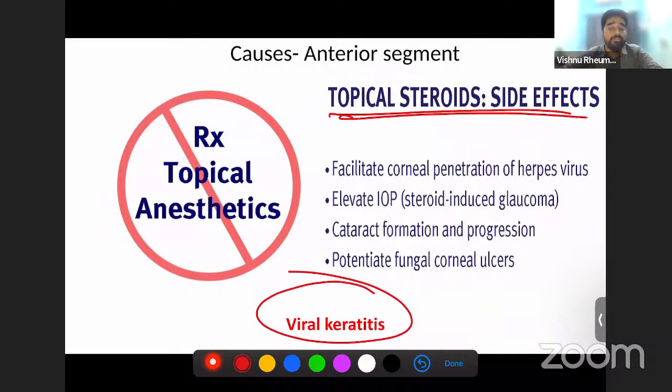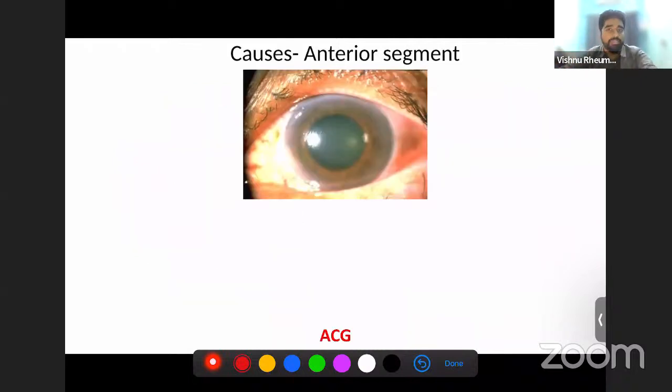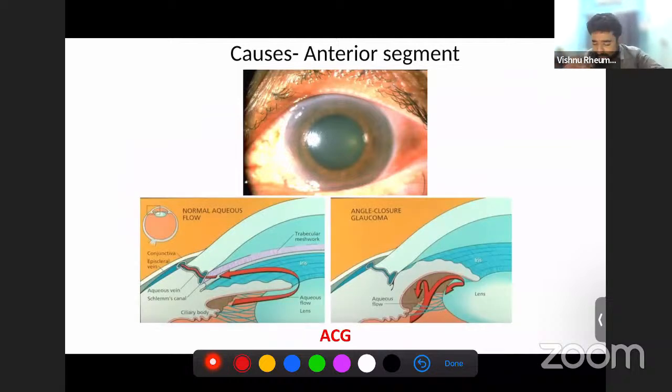So do not always jump to the conclusion that this looks like an allergic conjunctivitis and end up giving them topical steroids. That is not the way to go, and this is my kind of message from that particular slide. So angle closure glaucoma, again we're not going to discuss into the depths.